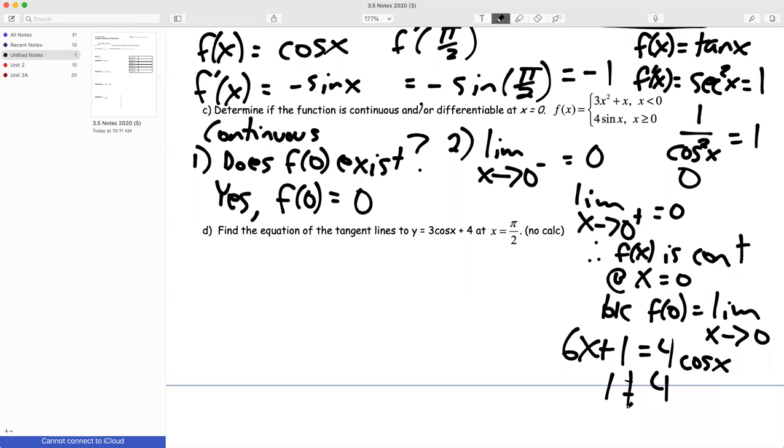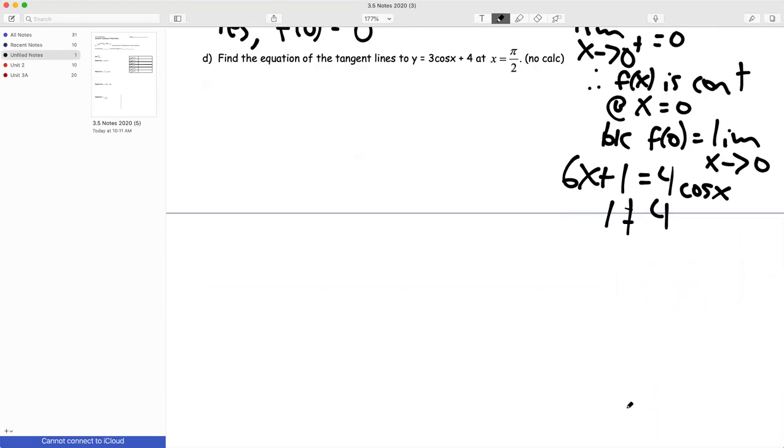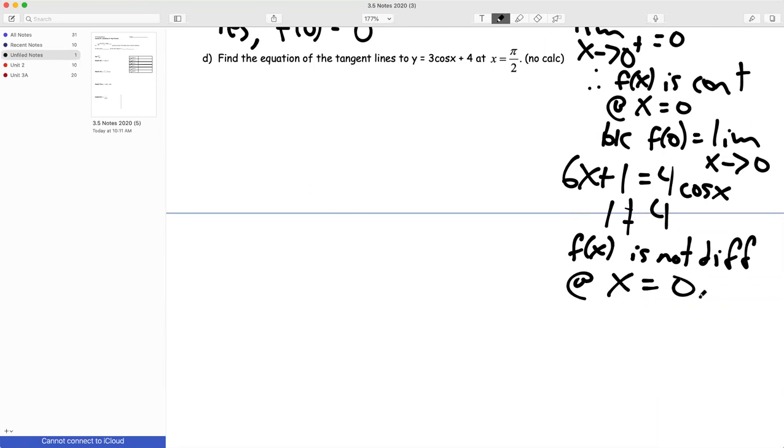No. Therefore, f of x is not differentiable at x equals 0.